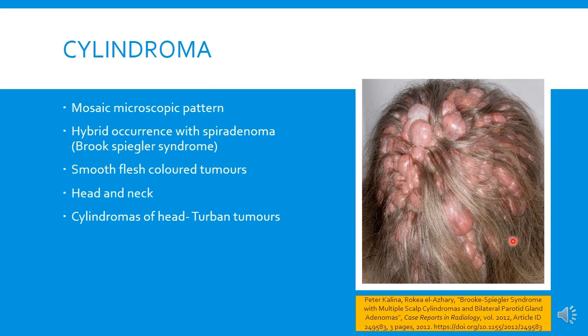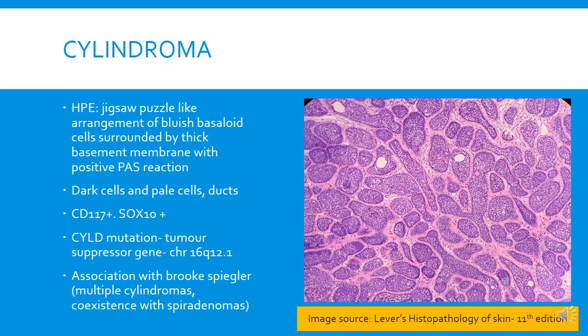That is why cylindromas of the head are called turban tumors. Histopathologically, this picture is difficult to miss because of the typical mosaic jigsaw puzzle-like pattern. This is one of the true eccrine tumors that shows this kind of pattern, and it is hard to miss and not diagnose it as cylindroma. So there is this jigsaw puzzle-like arrangement of bluish basaloid cells surrounded by a thick basement membrane with PAS positive reaction. Notice that around the sea of these blue basaloid mosaics, you have this thick, dense eosinophilic basement membrane.